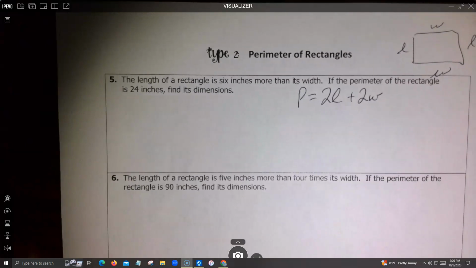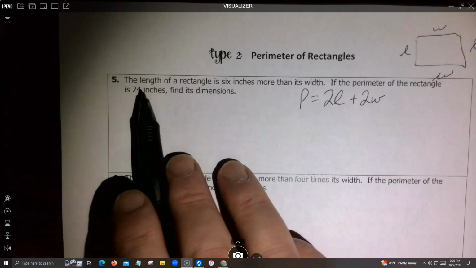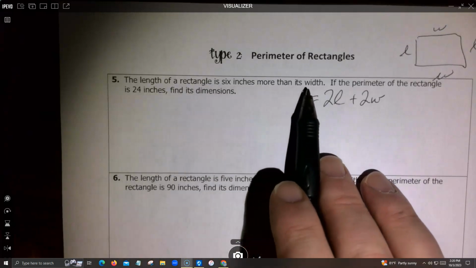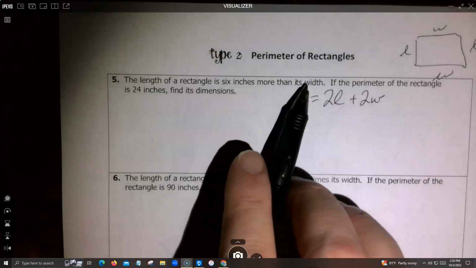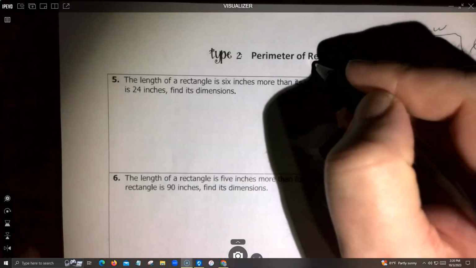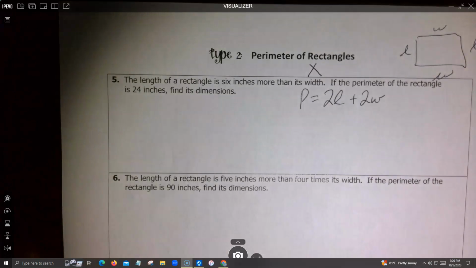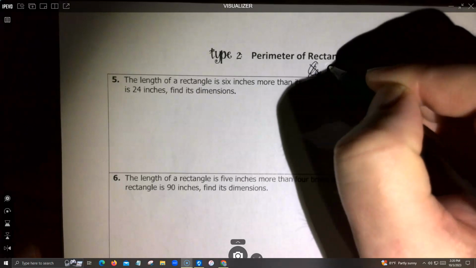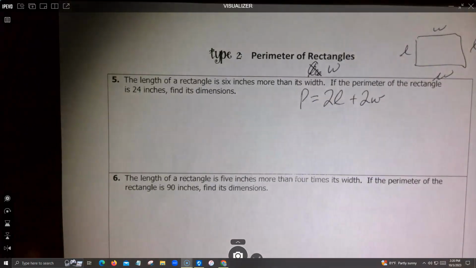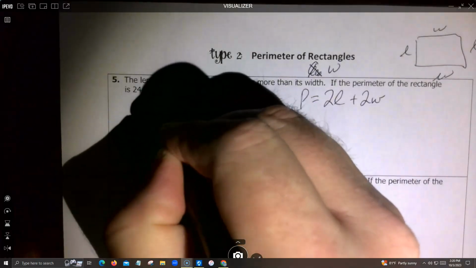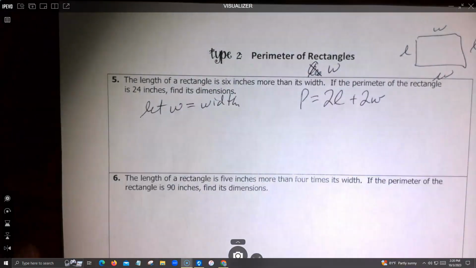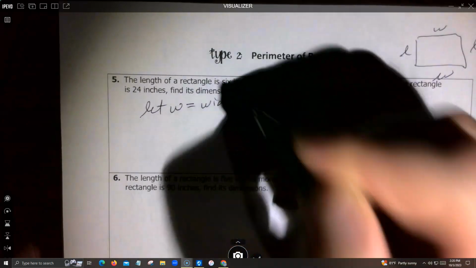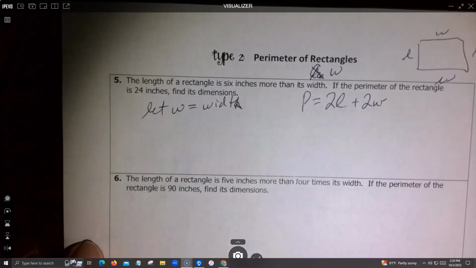All right, so let's see. We've got to say the length of a rectangle is 6 more than its width. So again, what we've been doing is we always make the last thing mentioned equal to x. We could use w if you wanted to. Actually, that might even be easier. Let's use w for width. So we're going to let w equal the width. Therefore, when we get an answer, we're already going to know one of our dimensions, the width or the length.